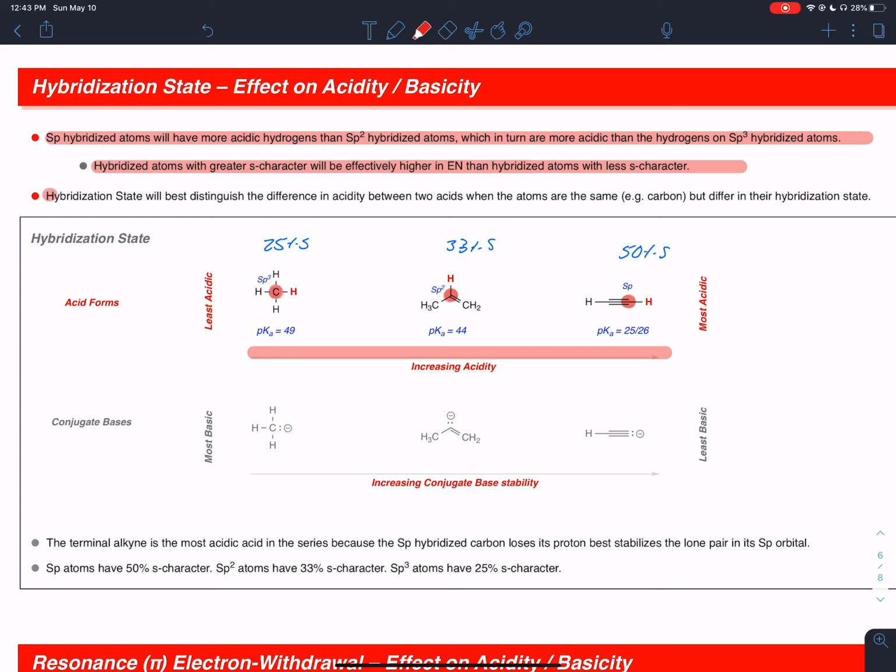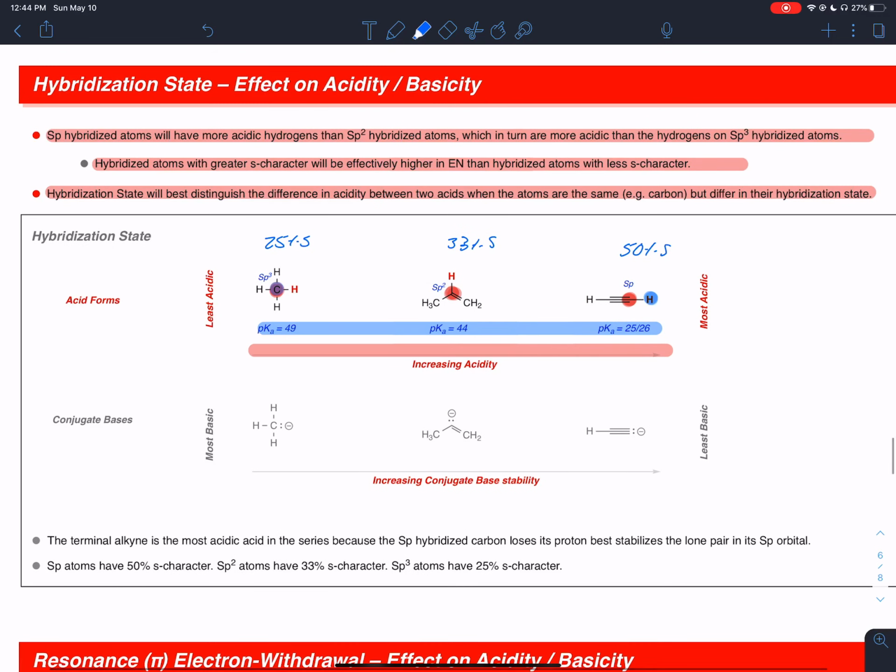Okay, and hybridization state will best differentiate the acidity of acids when the atoms are the same, like here they're all carbon atoms, but they're differing in their hybridization state, sp3 versus sp2 versus sp. All right, and notice the difference in pKa values. When you look at a proton bonded to an sp3 carbon, the approximate value is around 49. When you look at that proton on an sp2 carbon, we drop down a little bit, but it's not a huge substantial difference.